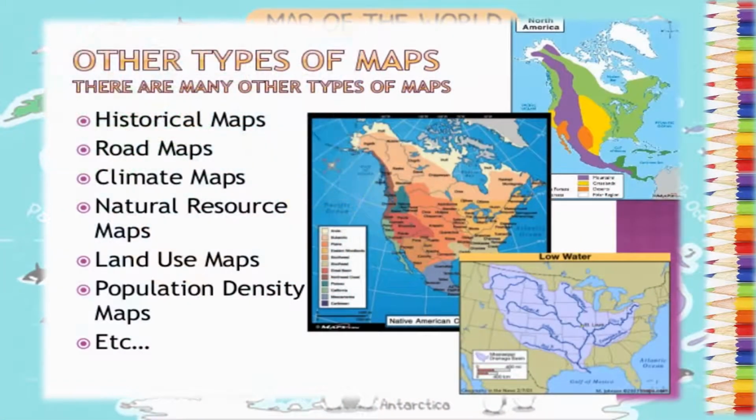We also use other types of maps, for example, like historical maps, road maps, climate maps, natural resources maps, land use maps, population density maps, etc.